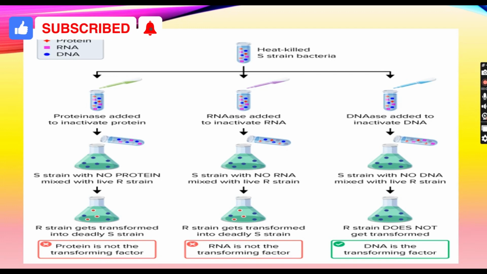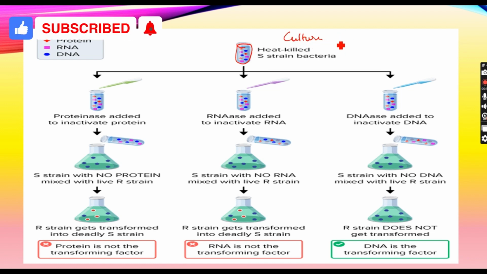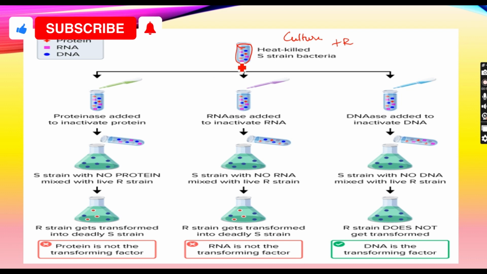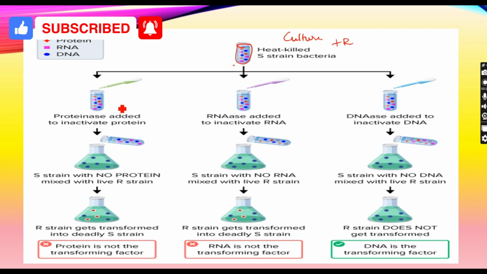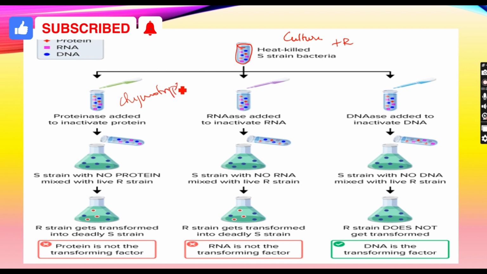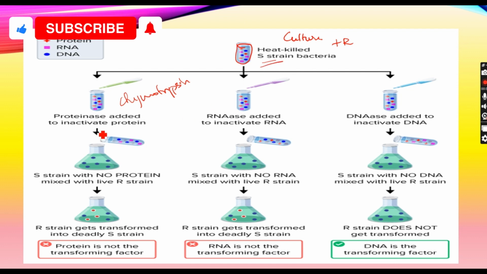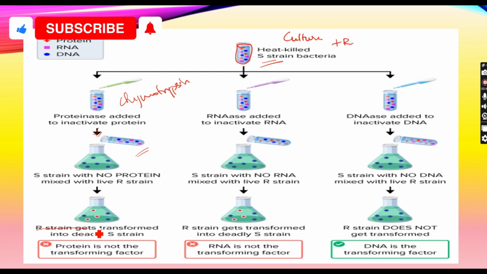So here we can find heat-killed S strain bacteria and R strain bacteria from the culture. To identify the component which is the genetic material, it was treated with the proteinase enzyme, which is chymotrypsin or trypsin. When the proteinase enzyme is introduced in this S strain, it leads to the breakdown of proteins. After that, it still causes the R strain to be transformed.